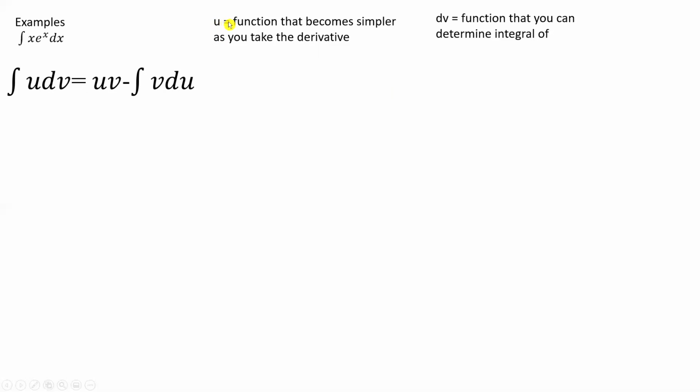u is the function that becomes more simple as you take the derivative. So e to the x derivative is e to the x, that doesn't change. x derivative is 1. That is more simple in that the exponent is getting smaller. So what we're going to do is let u equal x and dv equal everything else, which is e to the x dx. So u is going to replace x. dv is going to replace e to the x dx.